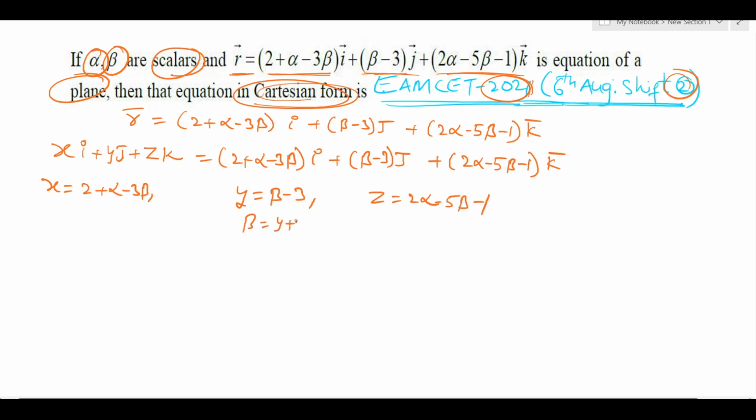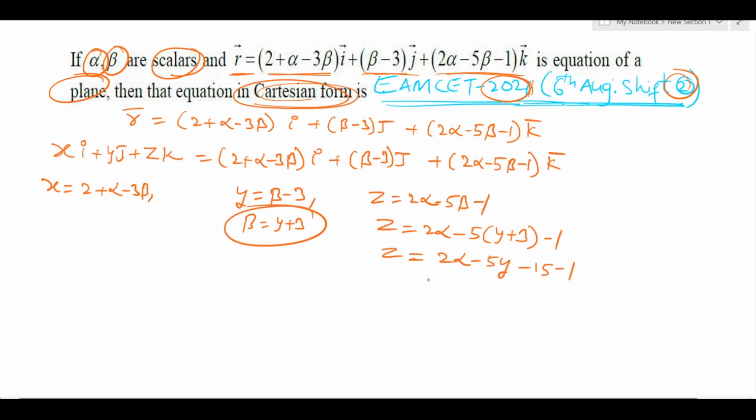So from this, beta is equal to y + 3. Substituting in the third equation, z is equal to 2 alpha − 5(y + 3) − 1. From this, z is equal to 2 alpha − 5y − 15 − 1. Taking this side, z + 5y + 16 is equal to 2 alpha. So from this, alpha is equal to (z + 5y + 16) by 2.